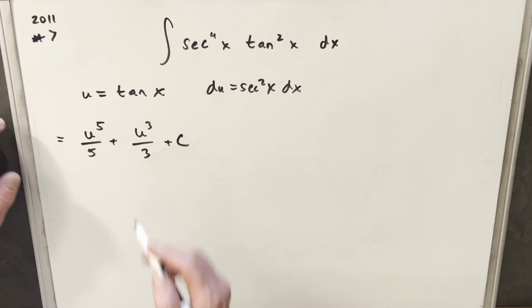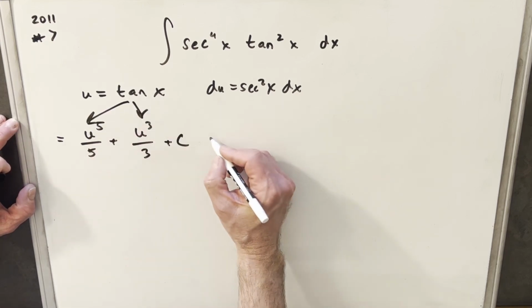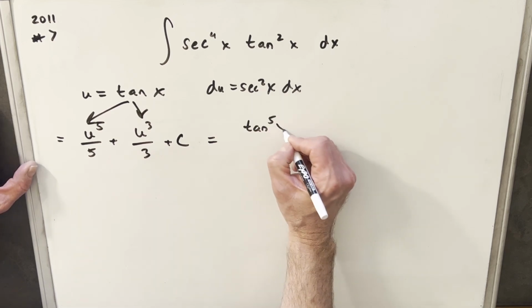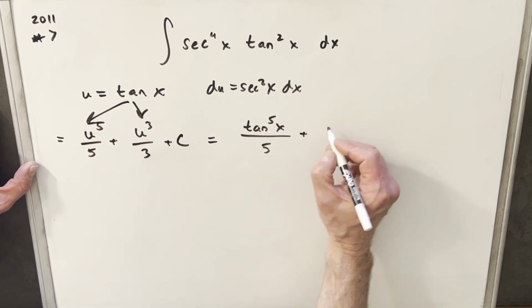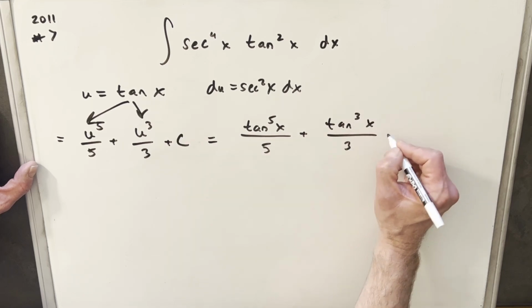We're just going to need to back substitute with our u, so we're going to back substitute here and here, and we're left with a final solution. We're going to have tan to the fifth x over 5 plus tan cubed x over 3 plus c. That's it.